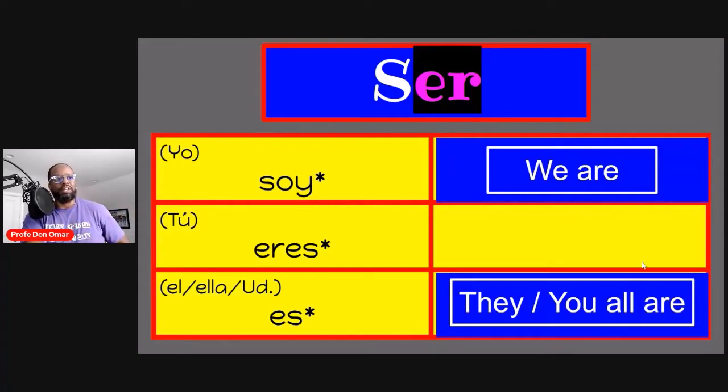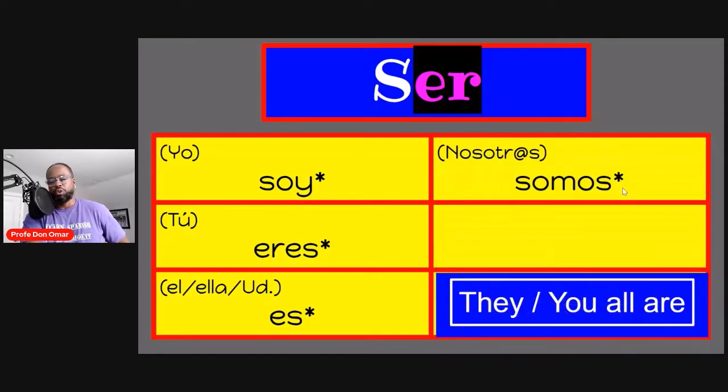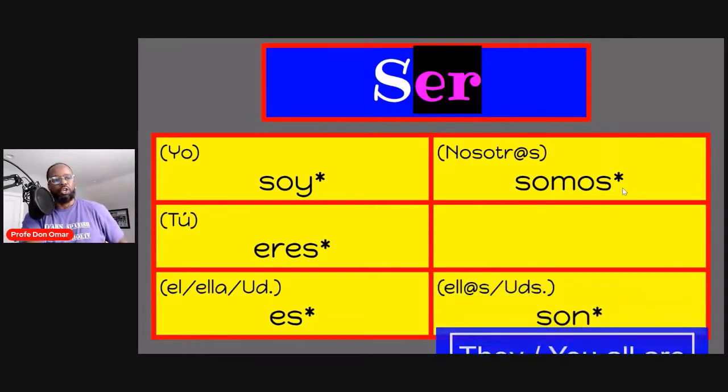All right, damas y caballeros, aquí tenemos we are. Here we have we are in español. Nosotros o nosotras somos. I'll put a link to the video in the description below for you to check out the subject pronouns, all of these. All right. Also, también tenemos they are or you all or y'all are, as we say down here in the South. Y'all are. Ellos, ellas son, they are. Ustedes son, you all are.